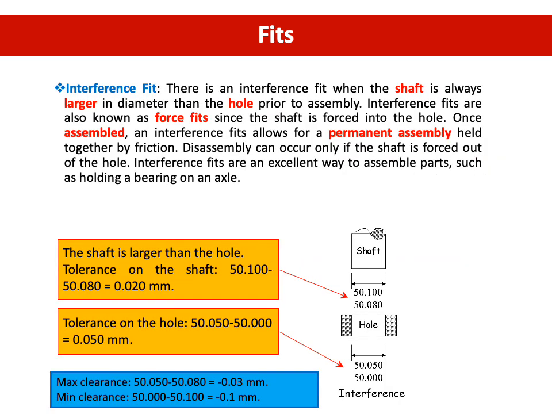And then there's an interference fit, whereas the shaft is always larger in diameter than the hole, so you always have this disturbance. The interference fit is also known as a force fit, because sometimes we need to use force to make the shaft get into the holes. So go through these notes.